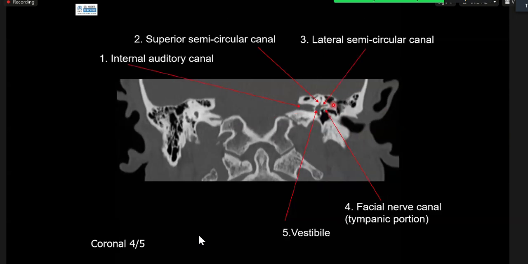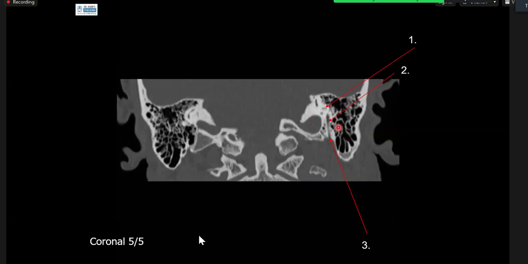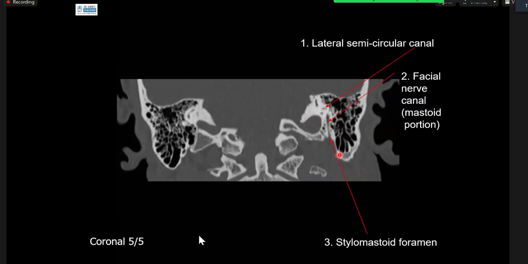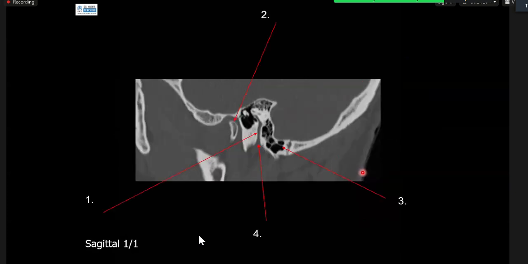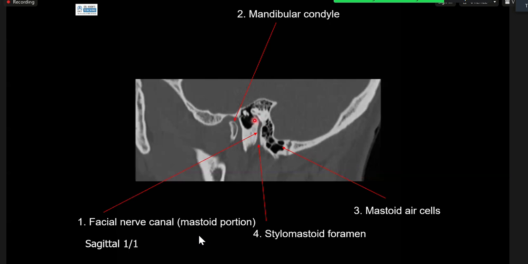This is the lateral semicircular canal. And inferior to that is the facial nerve canal and the vestibule. And this is the descending portion, which is the stylomastoid foramen, and this is the descending portion. On a sagittal, we can see the same thing.